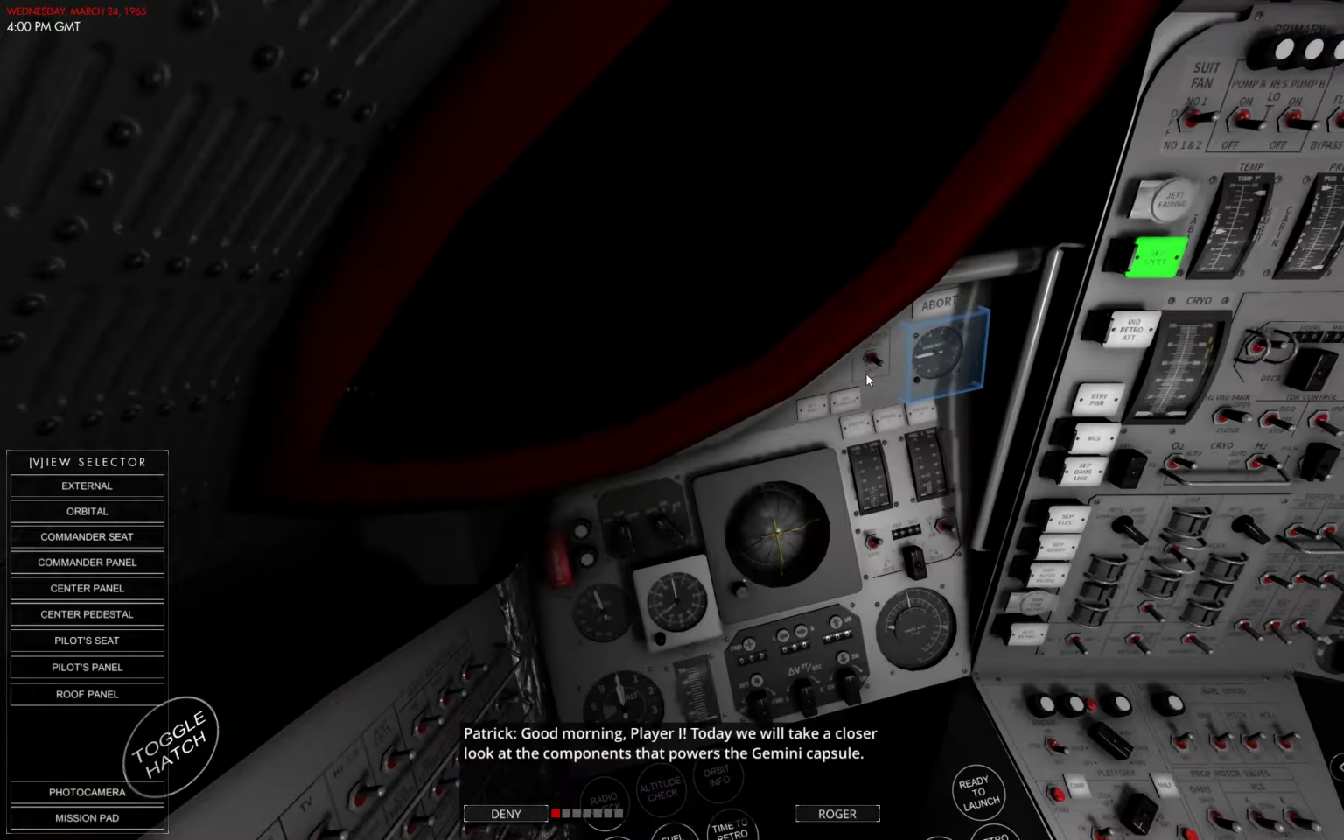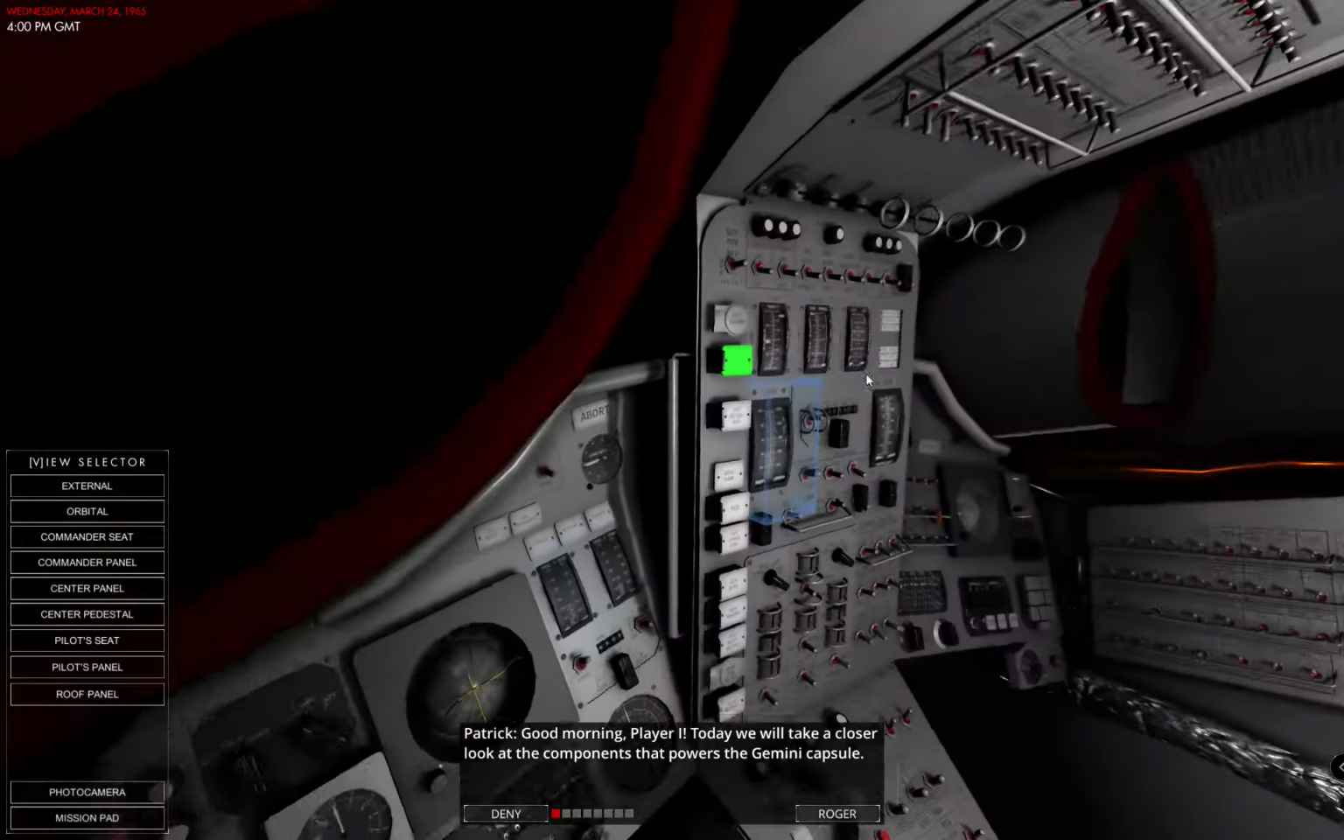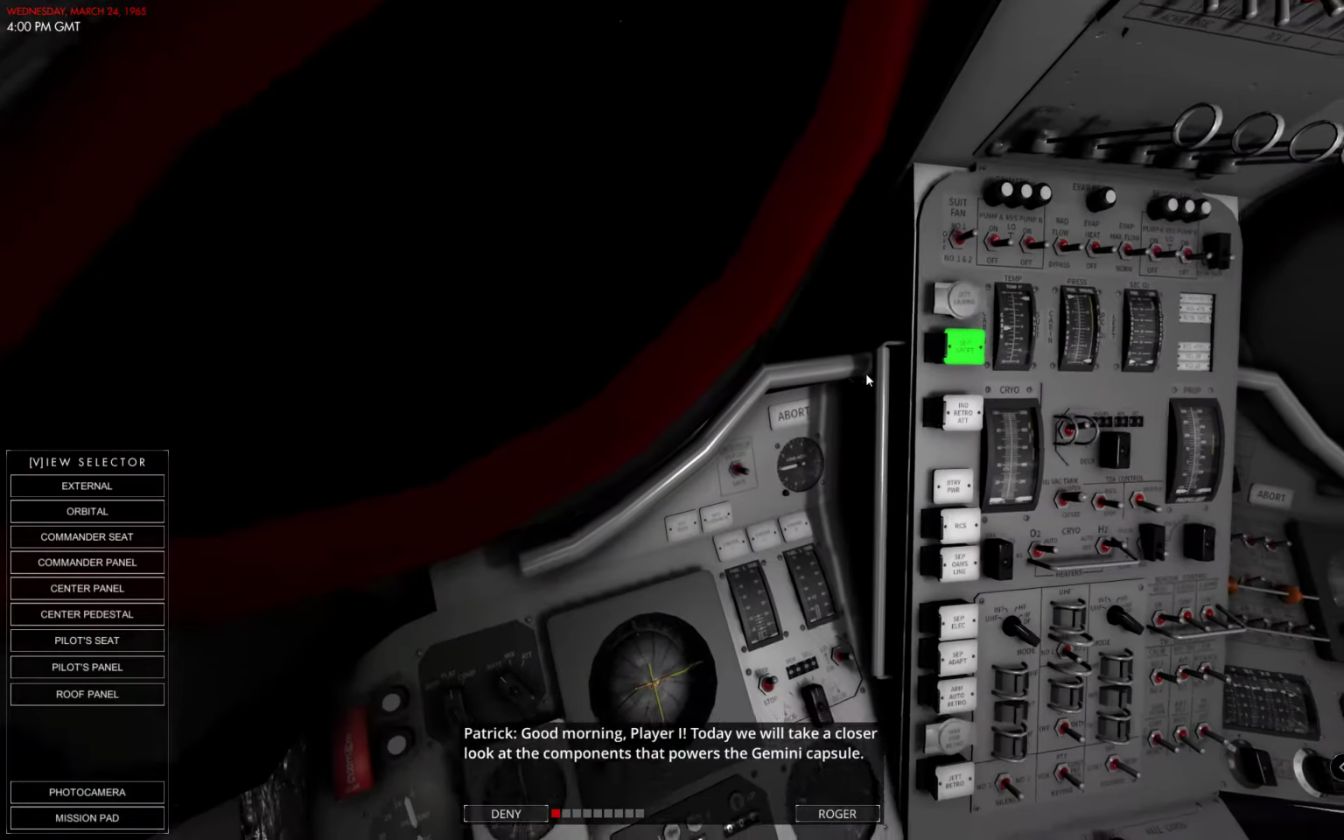Roger, staging. Okay, so it seems like we're already in orbit.